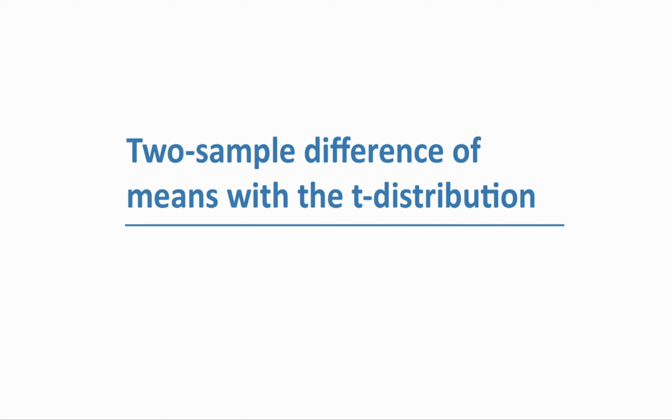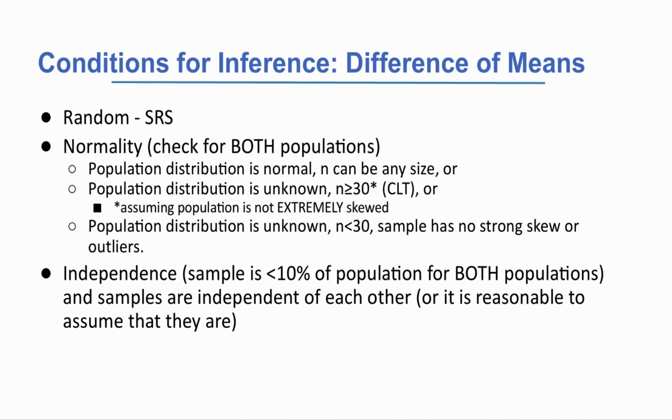Quick, the two sample difference of means with the t-distribution. So we've talked about constructing a confidence interval for a single mean. Here's how we do a difference of means. It works pretty much the same way as the confidence interval for a single mean.